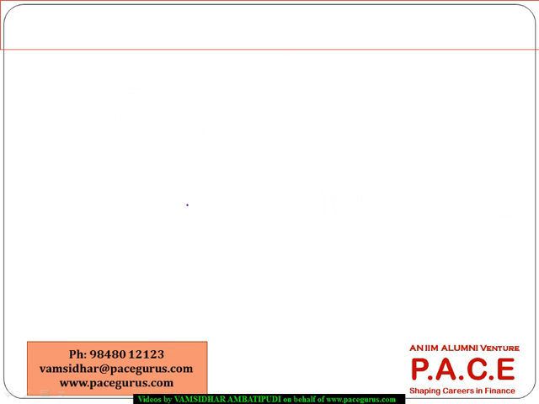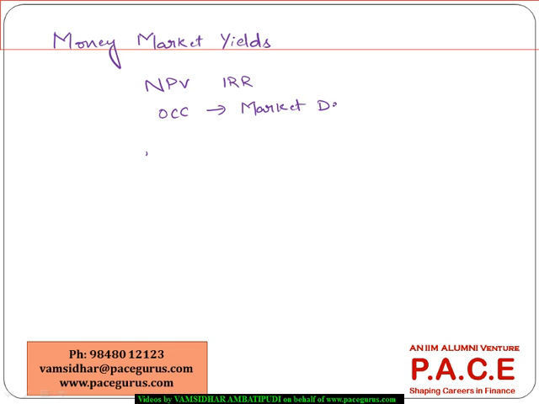Now, the other important concept that I would like to present in this context is the concept of money market yields. What I mean is, till now whenever we have been discussing NPV or IRR, we talked about the opportunity cost of capital being market determined. So we just need to understand how that return comes out of the market. Generally we look at some of the money market instruments and how interest rates are determined based on them.